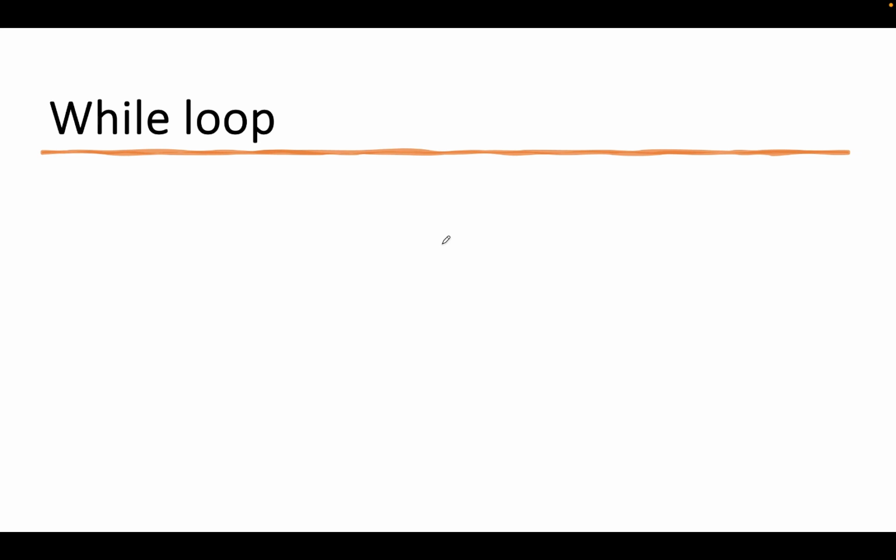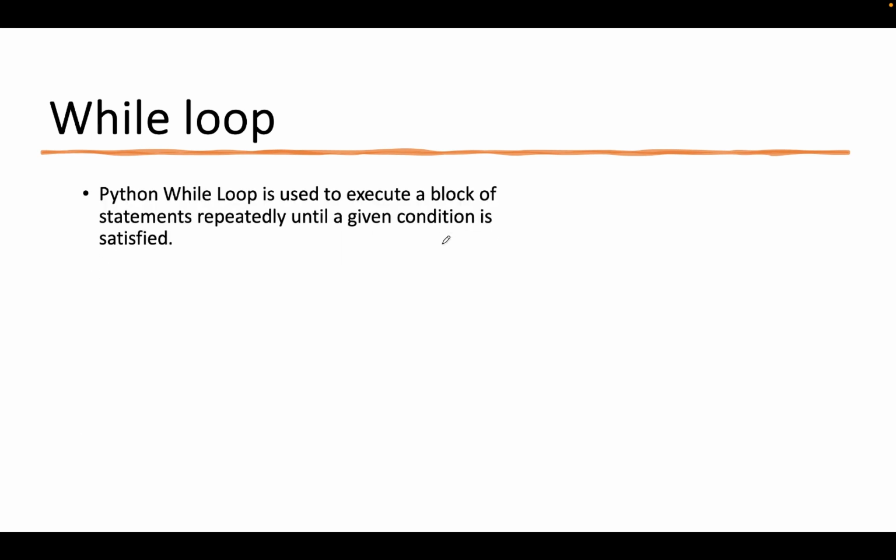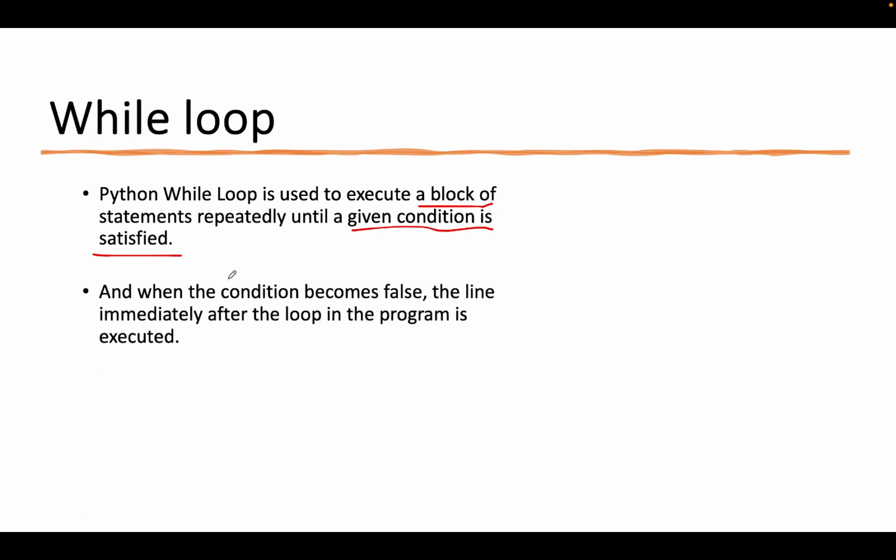So what is a while loop? The Python while loop is almost the same thing as a for loop. A while loop is used to execute a block of statements repeatedly until a condition is satisfied. When the condition is no longer satisfied, it won't execute that statement anymore. And when the condition becomes false, the line immediately after the loop is executed.